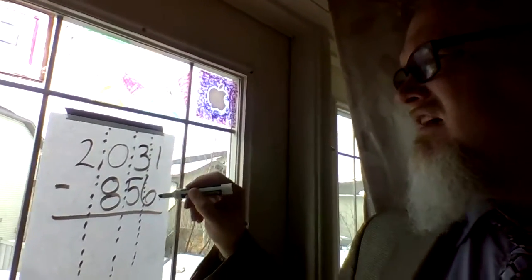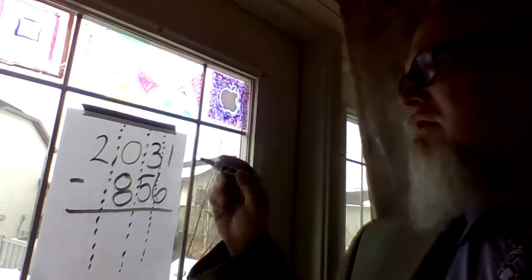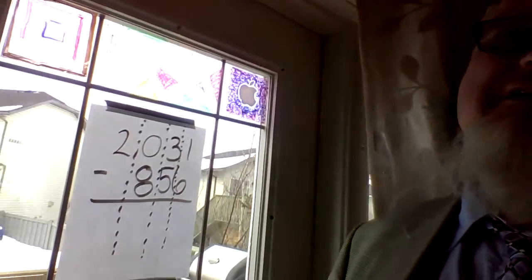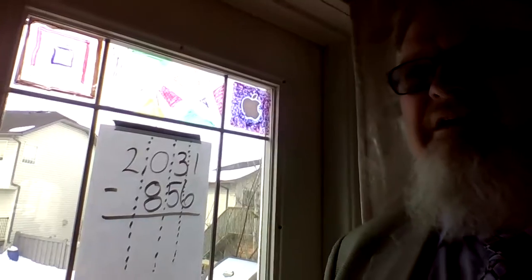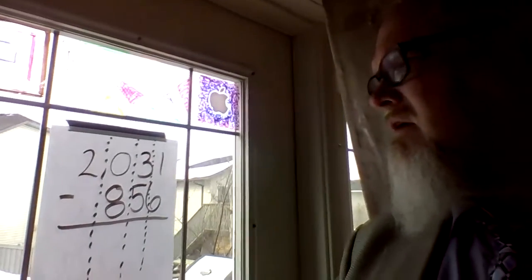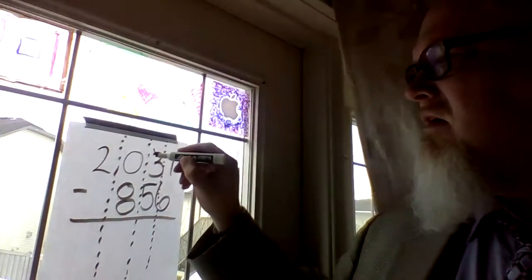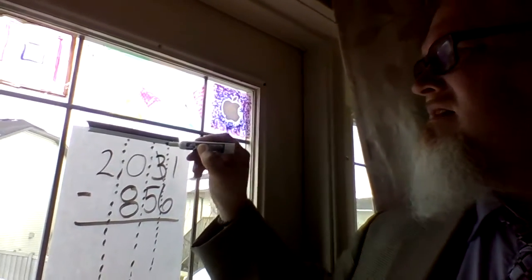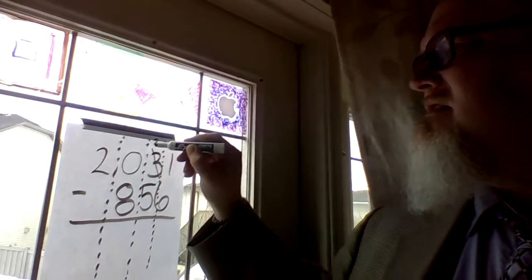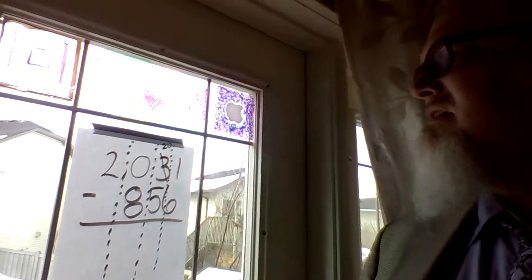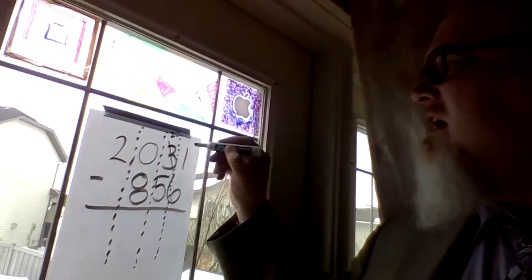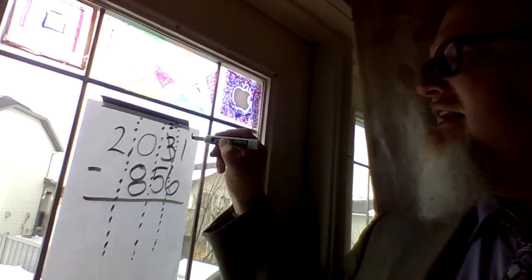Here we have 6 take away 1. Or 1 take away 6. This is not going to happen because you're going to get into a negative number. So what we have to do is regroup. We look to the tens column, cross this one out, and take 10. So this now will be 1 plus 10 is 11.